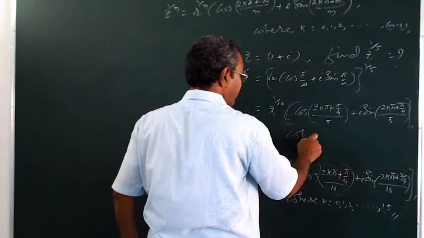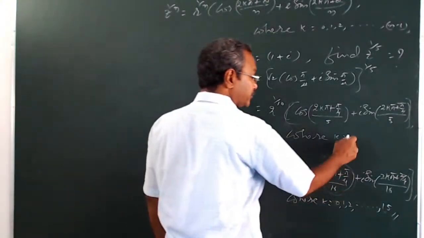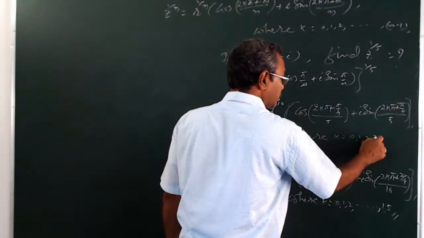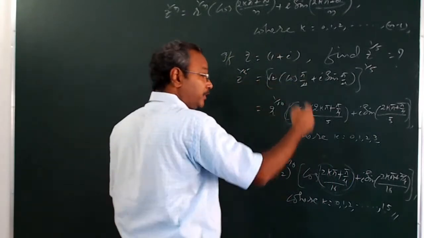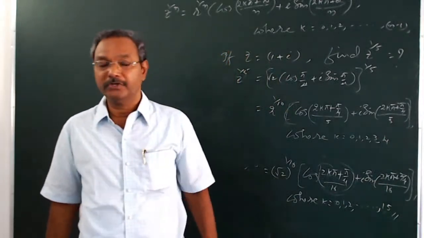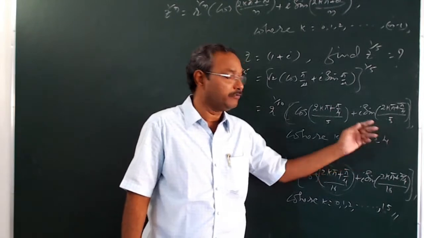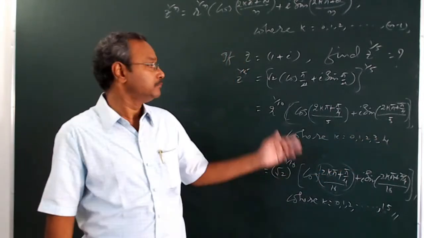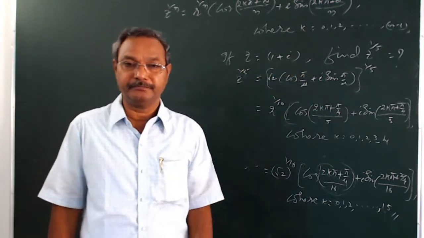Where k can take the values 0, 1, 2, 3. Our n is 5, so n minus 1 is 4. So the last value of this k should be 4. Starting from 0, you can see that 0, 1, 2, 3, 4, all the 5 roots. These are the 5 roots of the complex number z. Right.